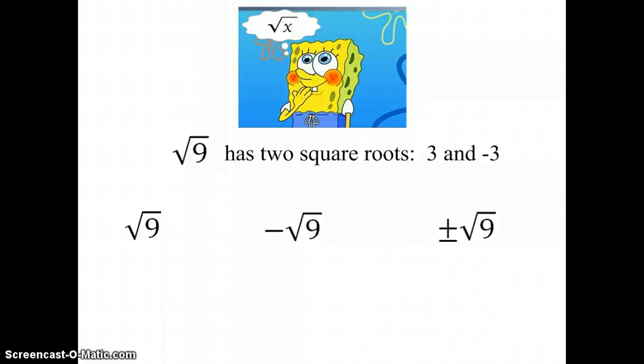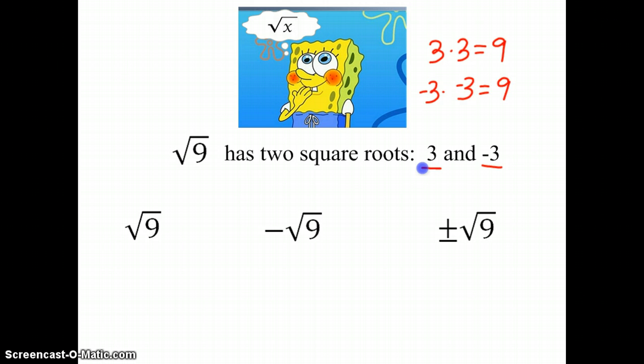We've talked about this before. When you have square roots, know that there's actually 2 answers to these, a positive and a negative. So we know that the square root of 9 actually has 2 square roots. Positive 3, because 3 times 3 is 9, and negative 3, because negative 3 times negative 3 is also 9.